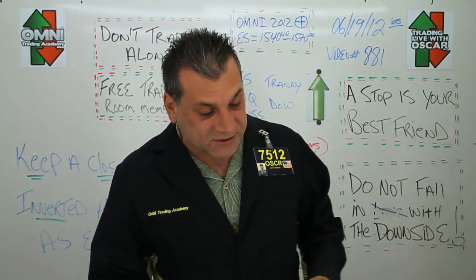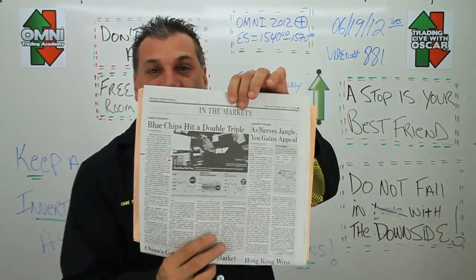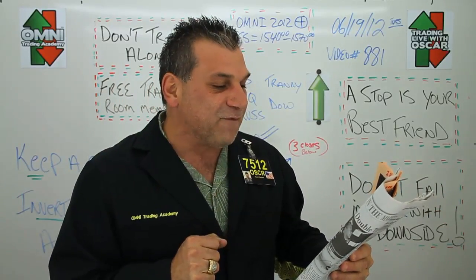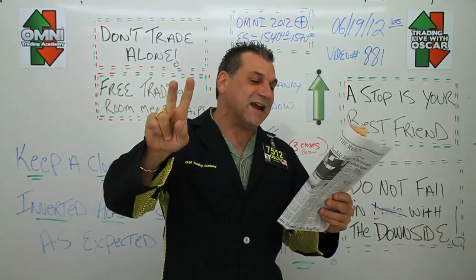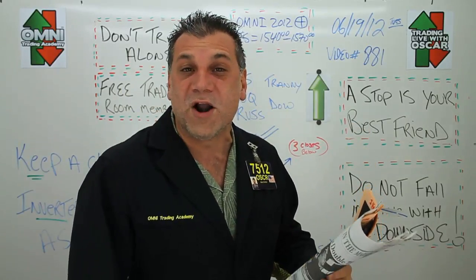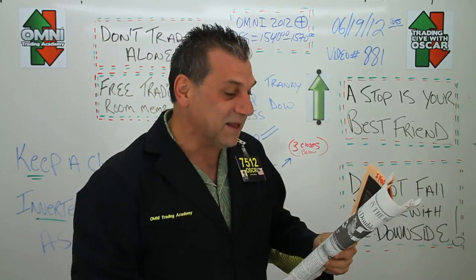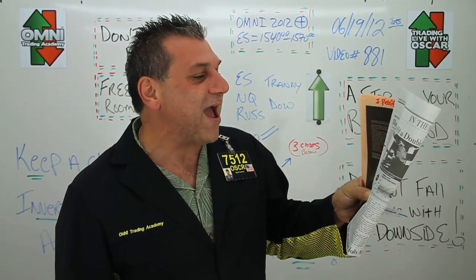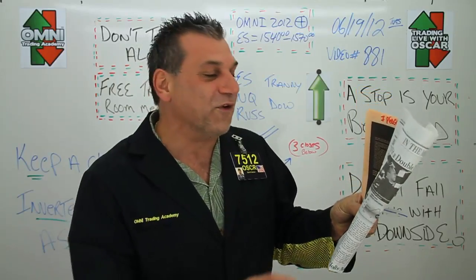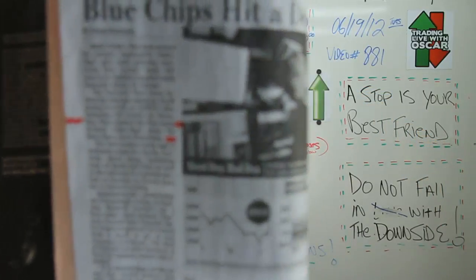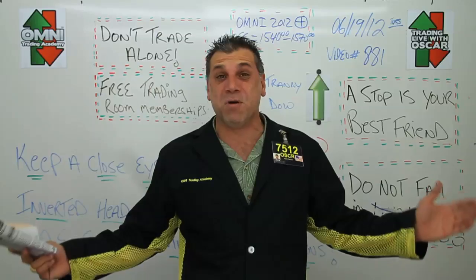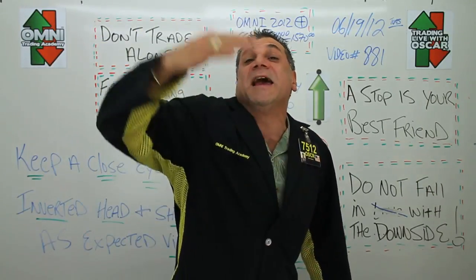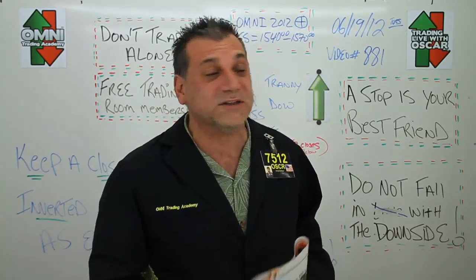But traders, in this article, blue chips hit a double triple. You know what it says? Imagine this. On Thursday and Friday, the blue chip stocks settled both days up over 100 points, or a triple-digit gain back-to-back, 2 days in a row. That marked the first back-to-back triple-digit gain for the blue chip stocks since November. Since November last year, this is the first time we've had 2 days in a row that are over 100 points. Could you imagine?